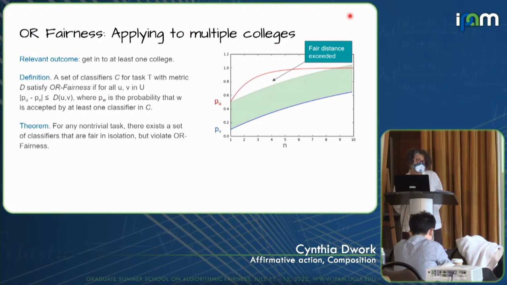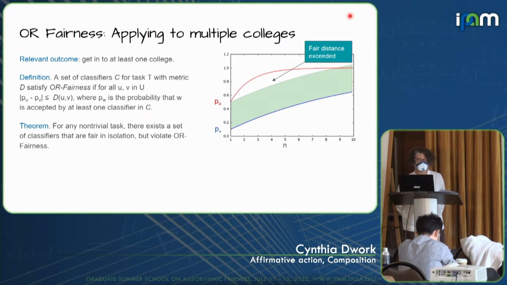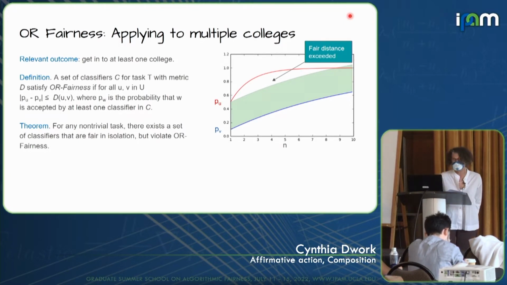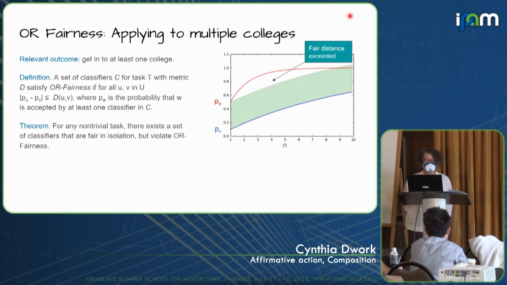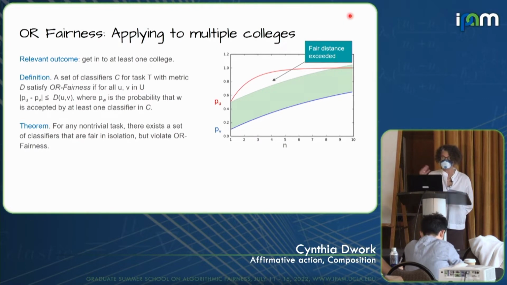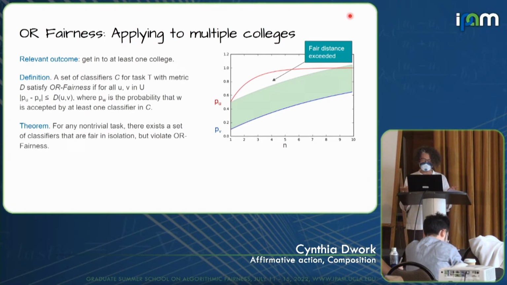So let's say then that the relevant outcome is to get into at least one college. And let's say for simplicity that the different colleges are all using the same metric D, which of course is not necessarily the case. Then we would say a set of classifiers C for task T, that have a shared metric D, satisfy or fairness if for every U and V in the universe, the probability that U gets into at least one college minus the probability that V gets into at least one college, in absolute value, is bounded by the distance between U and V. So we're redefining the goal, and the goal is the or, getting into at least one.